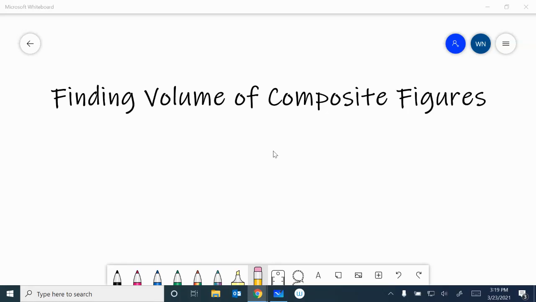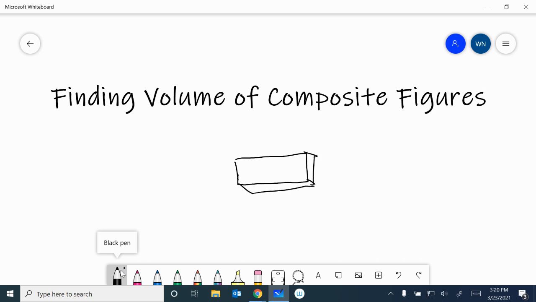Taking notes on finding the volume of composite figures. Now let's remember that a composite figure is two rectangular prisms that have kind of been put together. So let's say we have one rectangular prism there. We would have another rectangular prism here. And our composite figure would be those two pieces put together.